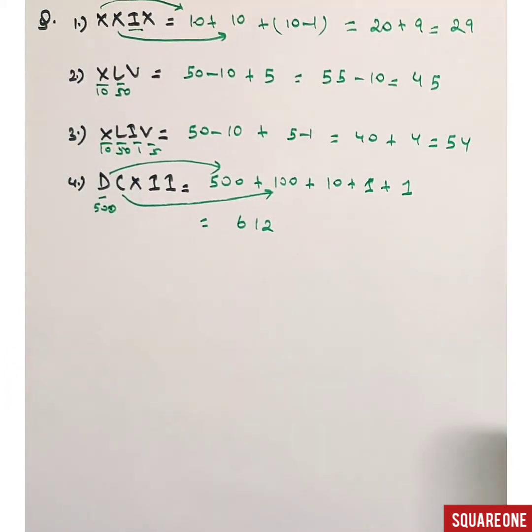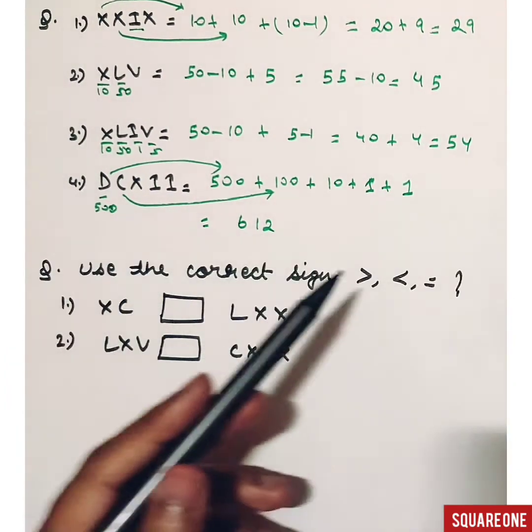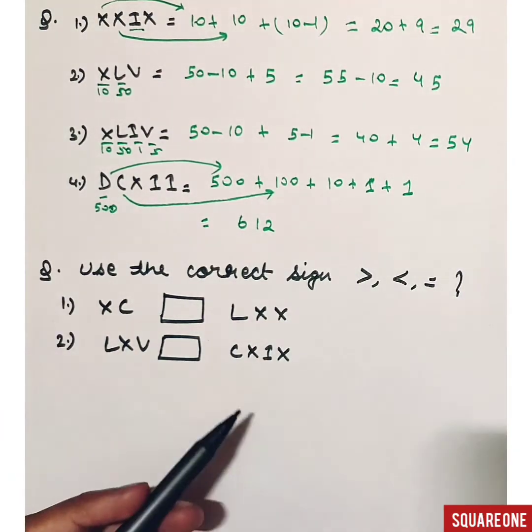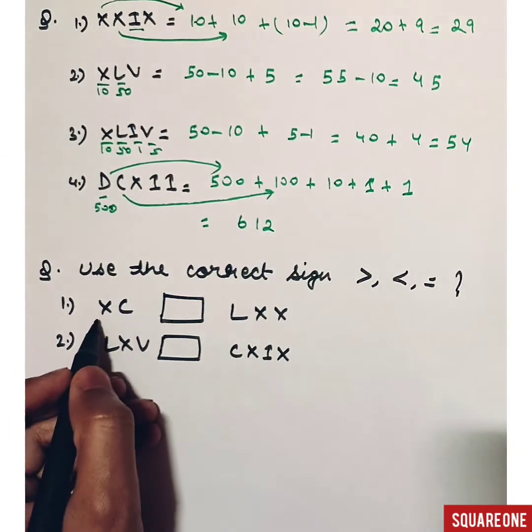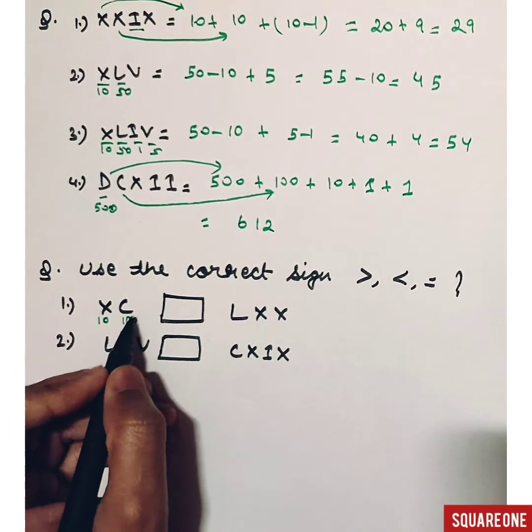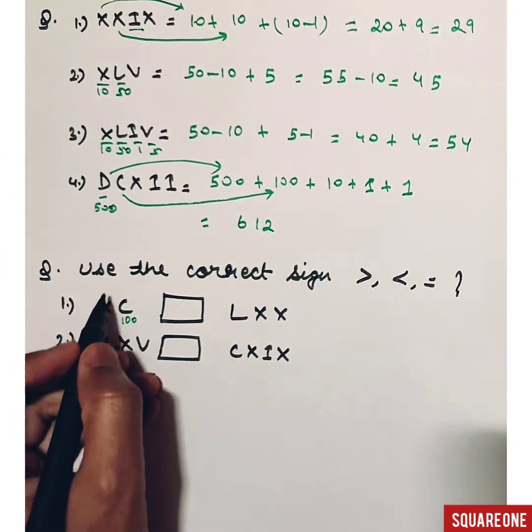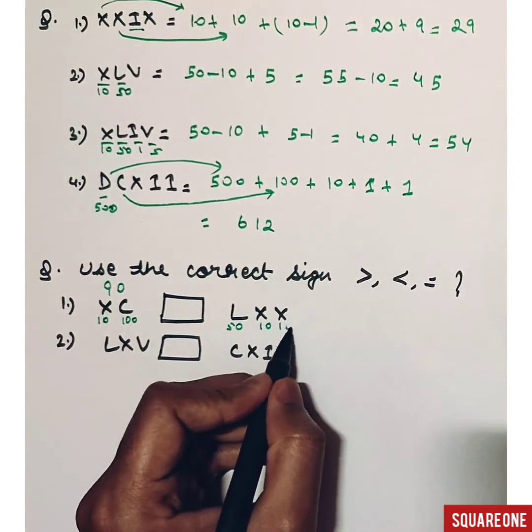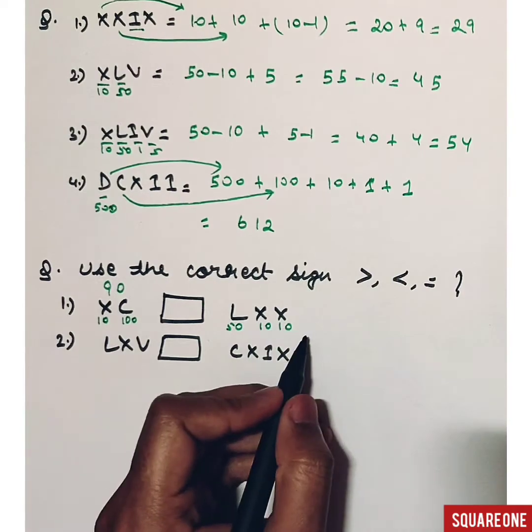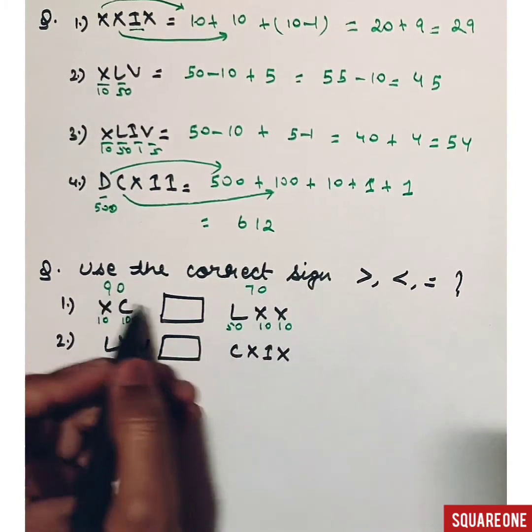Let us see another question. Use the correct sign greater than, less than, or equal to. The first part is XC and LXX. XC is, this here is 10, this here is 100. Smaller value on the left is subtracted. That means this is 90. This here is 50, this here is 10, 10. 50 plus 10 plus 10 is 70. So 90 is greater than 70.